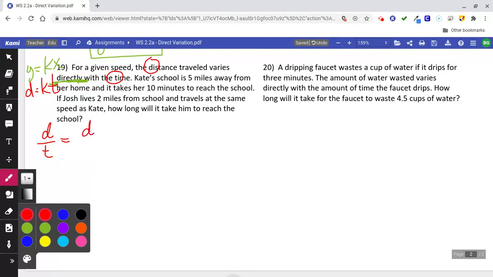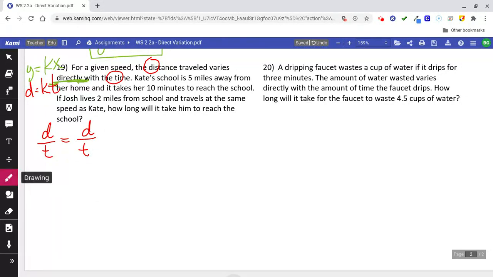I think it's a little bit easier now to see what to do. Okay, I'm going to say d over t equals d over t. Keep that proportion, keep that relationship, and you should be good. So this problem is really the same as the others. We've got Kate's school is 5 miles away from home, and it takes her 10 minutes. So distance over time. We just have to make sure we keep that relationship the same thing, distance over time. If Josh lives 2 miles from school, well, that's a distance, so that's going to go on the top, and travels at the same speed as Kate, how long will it take him to reach? Well, that's time.